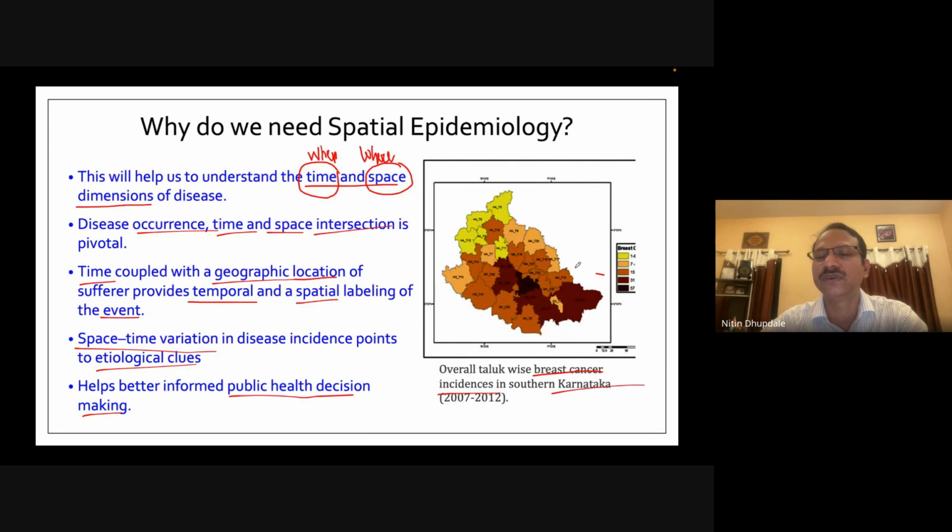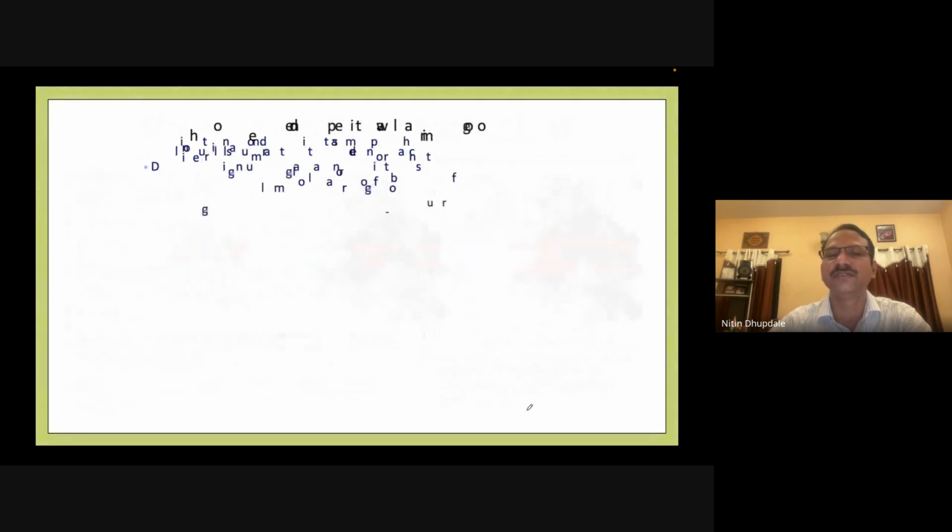Like this study is an example of breast cancer incidences in southern Karnataka. So there is a kind of clustering in the south east part of southern Karnataka between 2007 and 12. So why is there a clustering of cases in the south east part of southern Karnataka is a question that we need to find answers to.